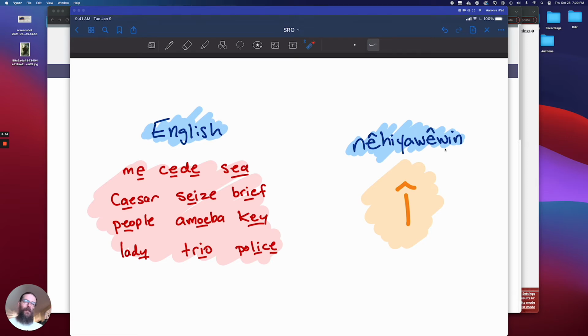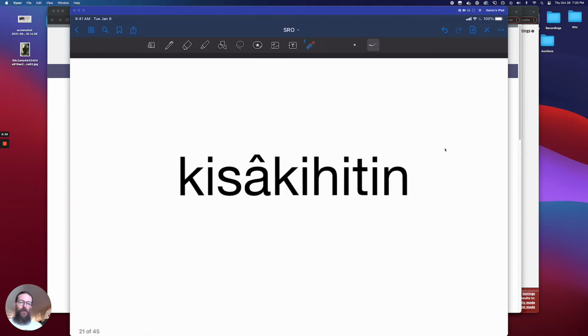Now, that's not technically true. There are a couple different ways to make that sound, but when it comes to inconsistencies in English and inconsistencies in SRO, English is way worse. SRO is actually quite easy to learn, and once you get the hang of it, to use. So for that example, kasaget, this is how we would write this in SRO.